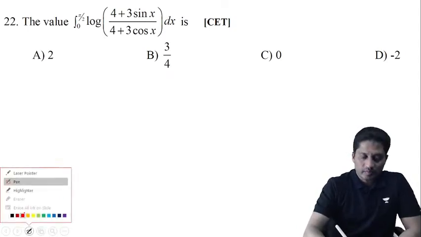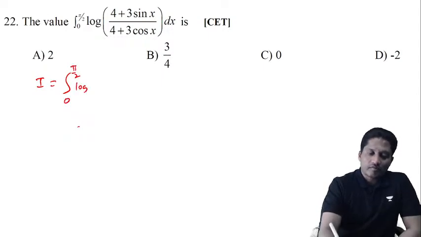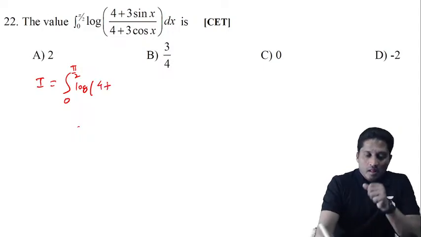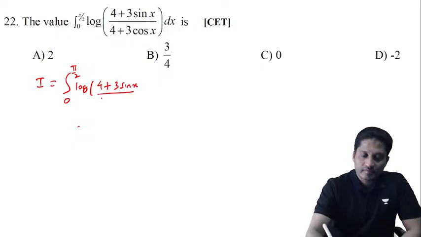If I use the King's property, take this as I. I is equal to the integration from 0 to pi by 2 of log of (4 plus 3 sin x) divided by (4 plus 3 cos x). Call this equation 1.